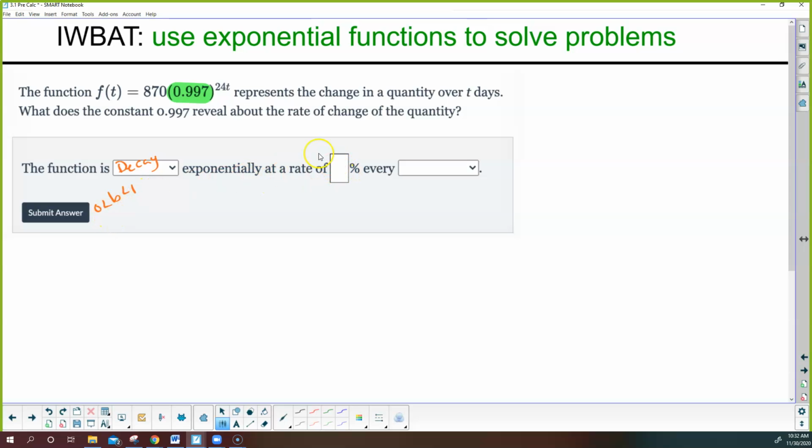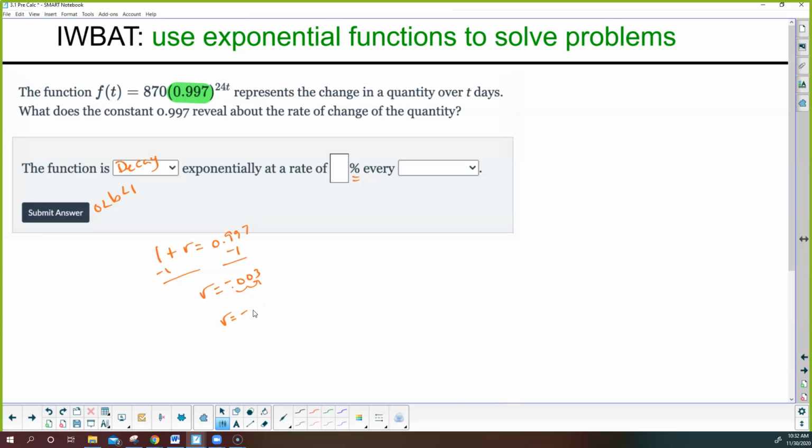And then what is the rate? Well, we've done that already. How did we get that? It was 1 plus r that gave us that answer. So then I'm just going to subtract 1. Which is negative 0.003. But notice, they want that answer as a percent. So now I got to move it back to a percentage.